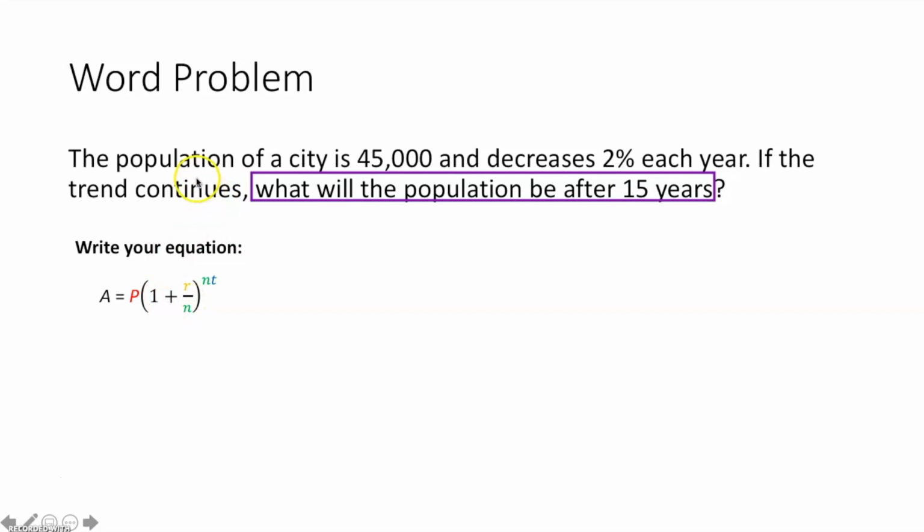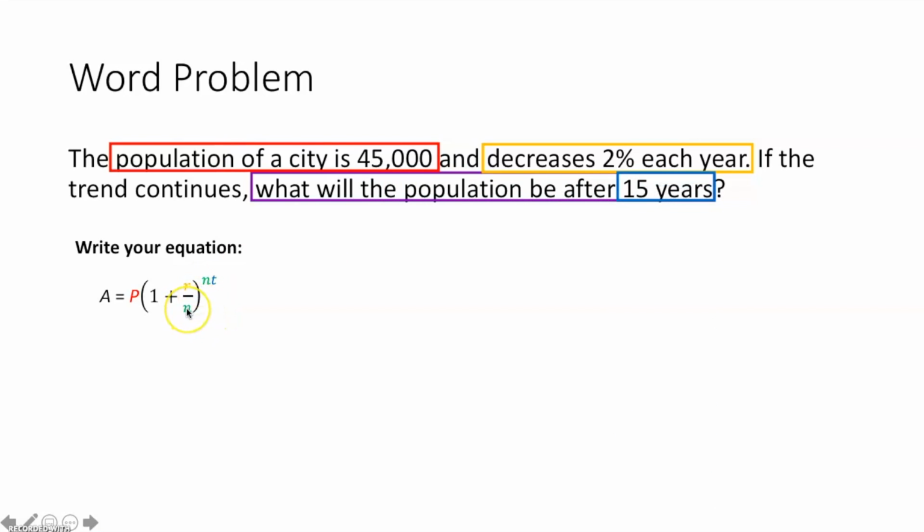What do we know? We know that the population of the city is 45,000 in the beginning. So that's our starting amount, our principal amount. That's what we're going to put in for P, 45,000. It decreases 2% each year. So 2% we're going to write as a decimal. We divide that by 100, we get 0.02. That's going to go in for our R. It says if the trend continues, what will the population be after 15 years? So we're going to put 15 in for T.